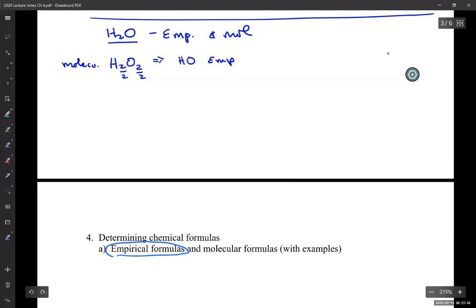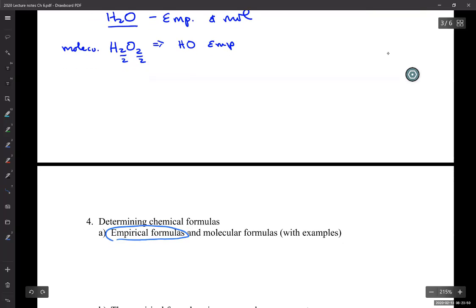Okay. What about P2O4? It would be PO2 because I can divide both of those numbers by 2, right? So then the empirical formula for that would be PO2. That's the empirical. So this would probably be the molecular formula.